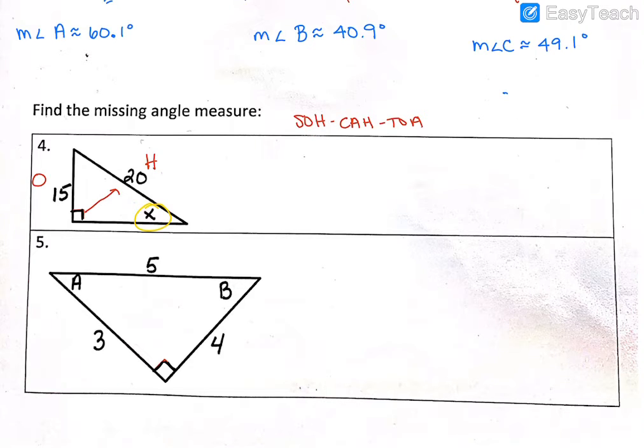So I'm going to set this up, and it's going to be sine, what's the angle? X. We don't know what that angle is. That's what we're actually looking for this time. So sine of x is O, which is 15, over H, which is 20. So now what we're going to do is we are going to take the inverse of sine on both sides.